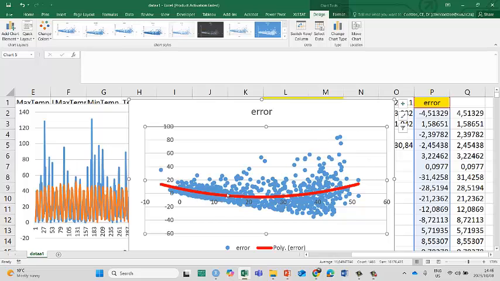At the lower values, the errors are clustered around the actual, meaning the errors are very small around the fitted. But as the rainfall increases, the errors start increasing. That's exactly what we're showing there.